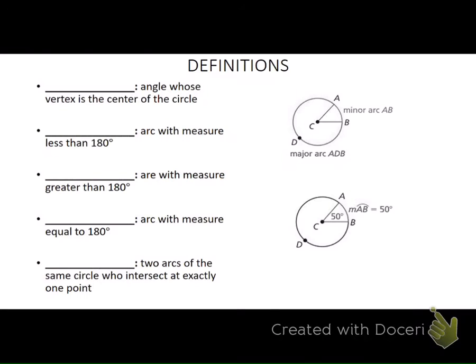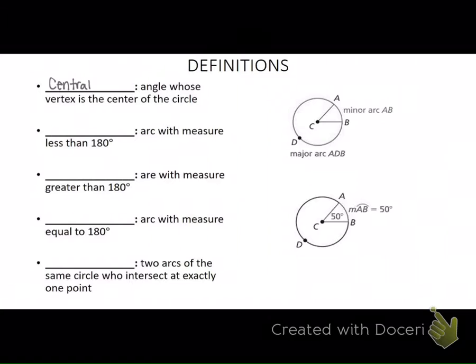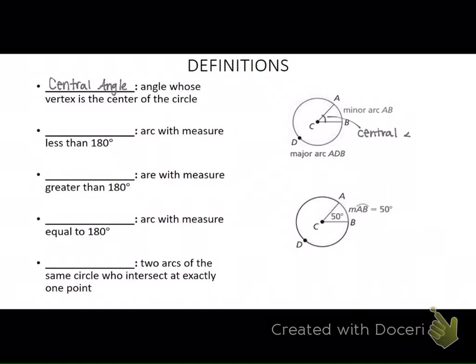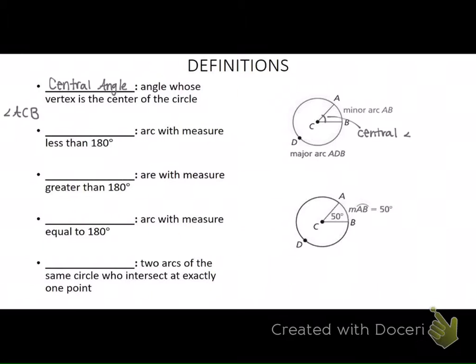Definitions. First thing, we are talking about how central angles are related to arcs today. So the first thing you need to know is what these words are, and then I'll talk about the relationship of a central angle and its arc. So an angle whose vertex is at the center of a circle is called a central angle. So angle ACB is a central angle because C is the center of our circle.